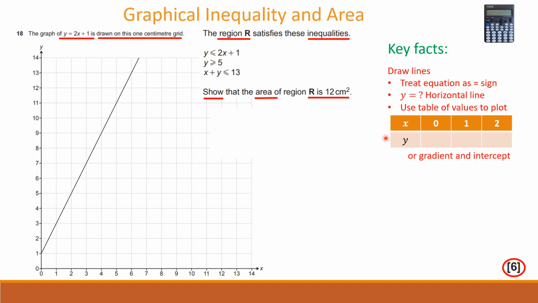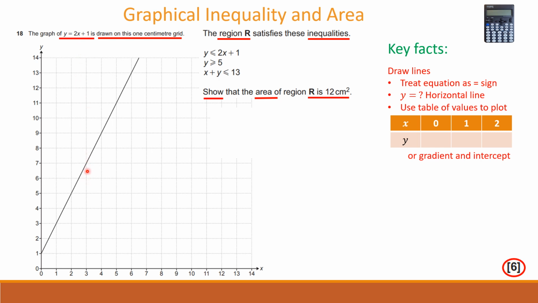Or you could work out the gradient and the y-intercept. So for example, on this equation I've got y equals 2x plus 1. The plus 1 is where I cross the y-axis. So this is my y-axis, and you can see I cross at the point 1. The number in front of the x is called the gradient, and this is 2 in this case. That means for every 1 I go across, I go up 2 squares. That is what the gradient of 2 means.